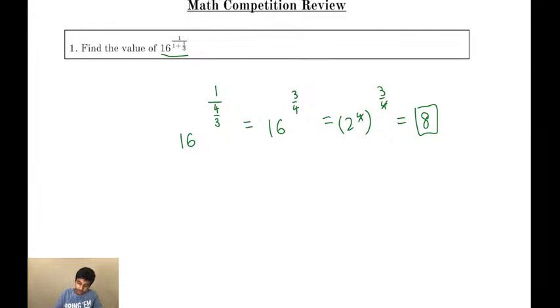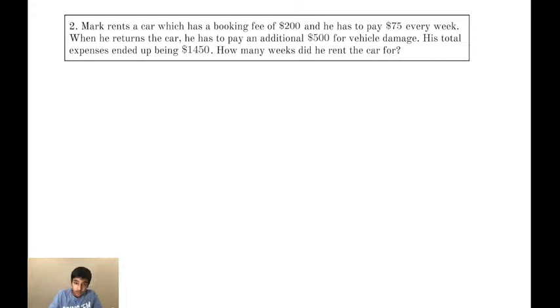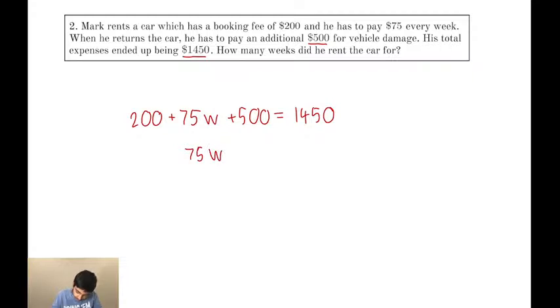Okay, now let's continue. Mark rents a car which has a booking fee of $200 and has to pay $75 every week. When he returns the car, he pays an additional $500 for vehicle damage, and the total expenses are $1,450. How many weeks did he rent the car for? So for this problem, you just set up a simple equation. You have 200 plus 75 times the number of weeks, let's say W, plus 500 equals 1450. And now we have 75W equals 750, or W equals 10.